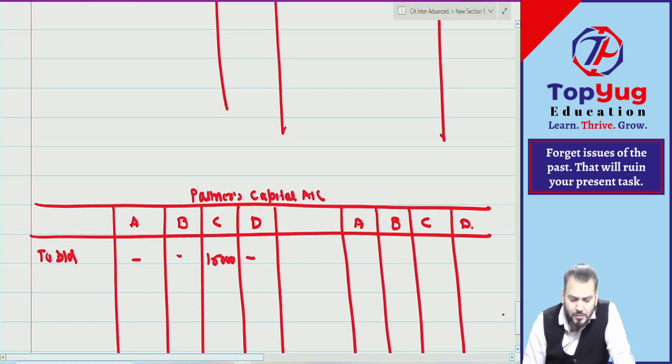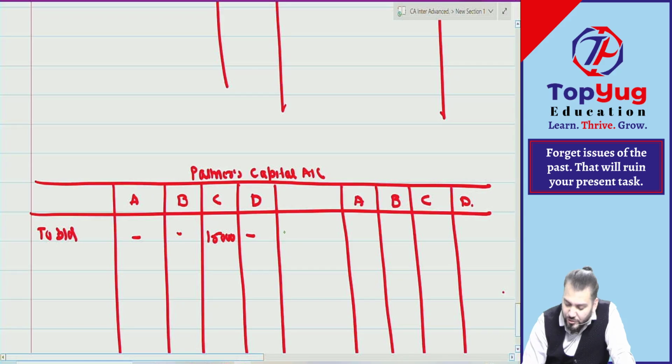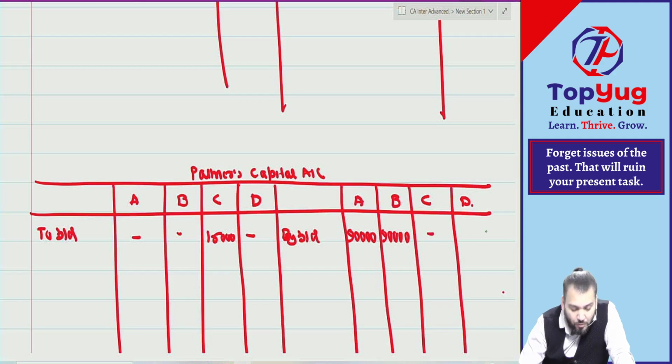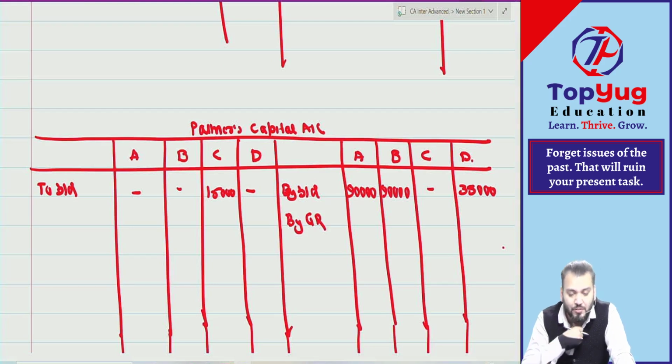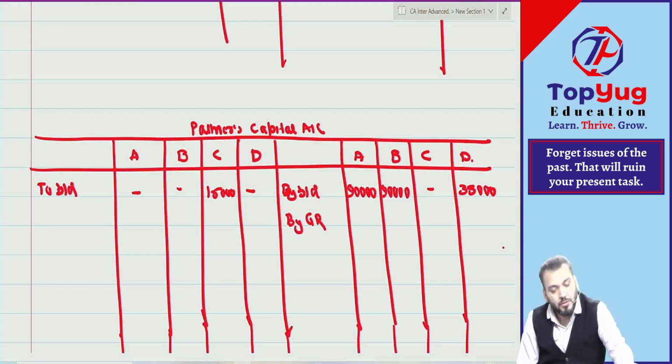Correct. Similarly, can you give me the credit balance by balance brought down? It is A how much? 90,000. B how much? 90,000. D how much? 35,000. One thing is clear that in this question there is a fluctuating capital. By general reserve will be allocated in which ratio? 5542. Can you allocate? How much?